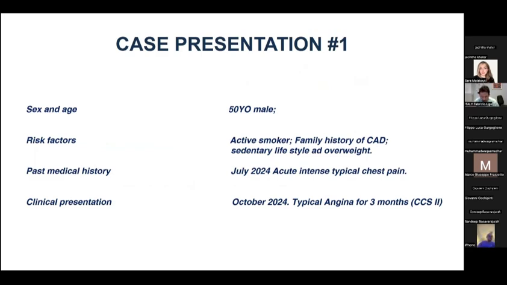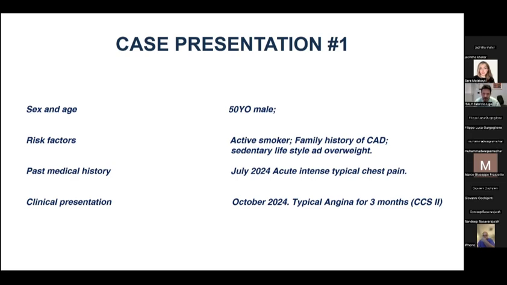I introduced for today a recent case from last year. I studied this 50-year-old male, an active smoker with different risk factors, without cardiological medical history until July 2024, when he had acute intense typical chest pain without hospitalization, because the patient did not come to our hospital and stayed at home. He came to our attention in October 2024 for typical angina, CCS 2.